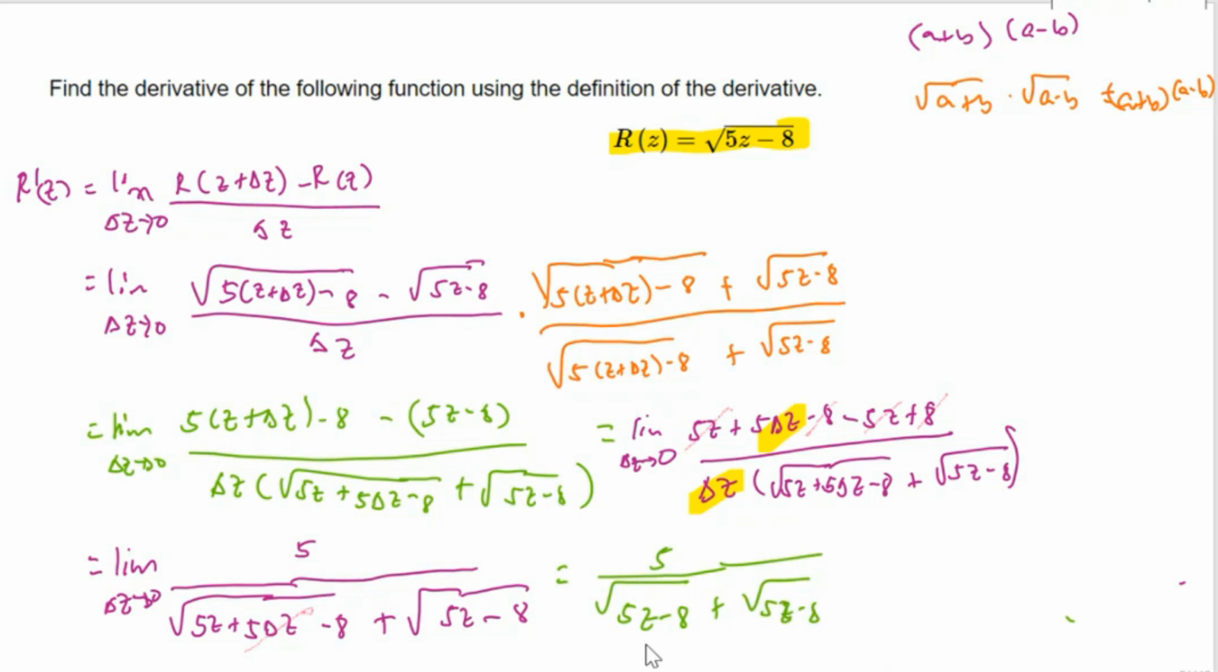Since our denominators are the same, similar terms, we can add the denominators. So our final answer will give us 5 over 2 times the square root of 5z minus 8. So this is our final answer to that problem.